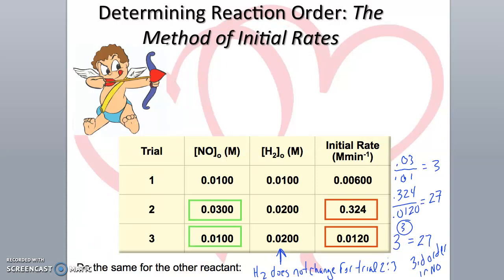Now we need to find two experiments where H2 is constant and the concentration of NO changes. We can use trials 2 and 3. The concentration ratio of NO is 0.03 divided by 0.01, which equals 3. The corresponding rate ratio is 0.324 divided by 0.0120, and this equals 27. 3 to what power equals 27? The answer is 3, so the reaction is third order in NO.